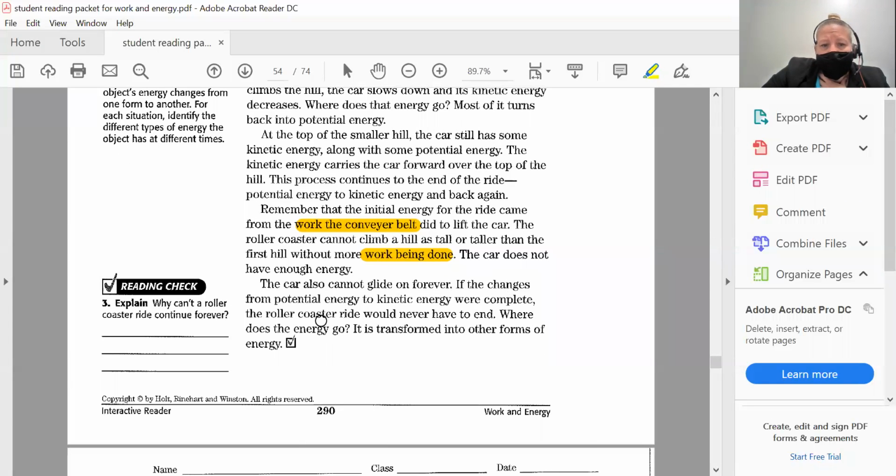If the changes from potential energy to kinetic energy were complete, the roller coaster ride would never have to end. Where does the energy go? Well, it transforms into other forms of energy, like we said, the sound, the heat, all of those kind of things.